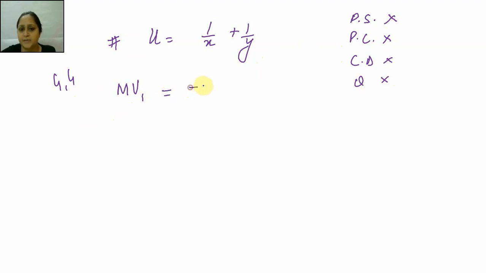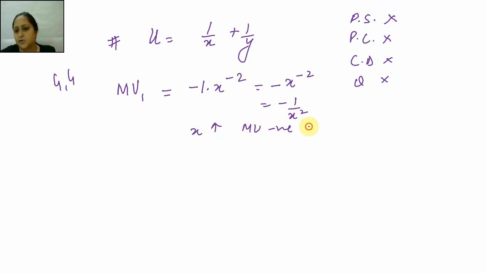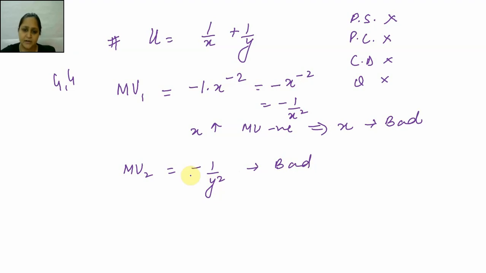MU1. MU1 is minus 1 into x raised to power minus 2, which is nothing but minus x raised to power minus 2, which is minus 1 upon x square. It is negative, which means when x increases, MU is negative, which implies that x is a bad. MU2 is minus 1 upon y square. Again, y is also a bad. I took a shortcut here; you will have to solve it fully. If you want to solve it, please pause the video and do it. So x is a bad, y is a bad, so I have a combination of bad, comma, bad.